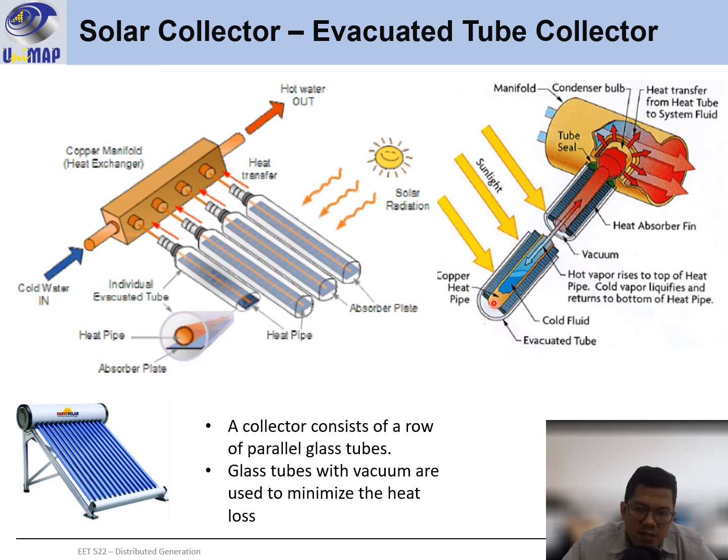Okay, when the liquid here evaporates and becomes hot, it will go up here, transfer the heat through the heat exchanger, and transfer the heat to the water inside the tank. And when it transfers the heat, the liquid inside here will become condensed and become liquid again and move to the bottom. So this process will repeat itself until you don't receive any more sunlight from the sun.